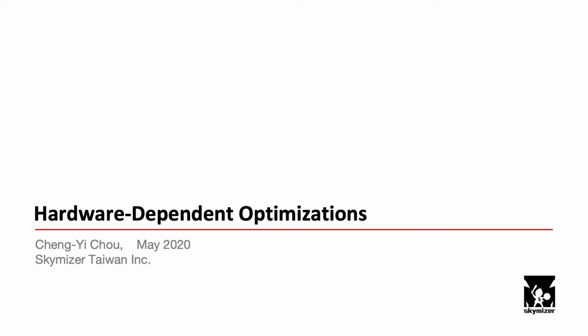The previous section talks about the graph level optimizations, which can be applied to any hardware. Now, we will get to the last part of our tutorial, hardware-dependent optimizations. In this section, we will use an example to demonstrate how to create an NvDLA-dependent optimization path in ONNC.